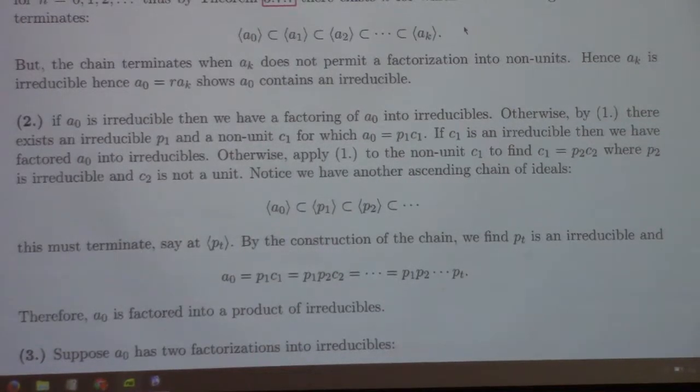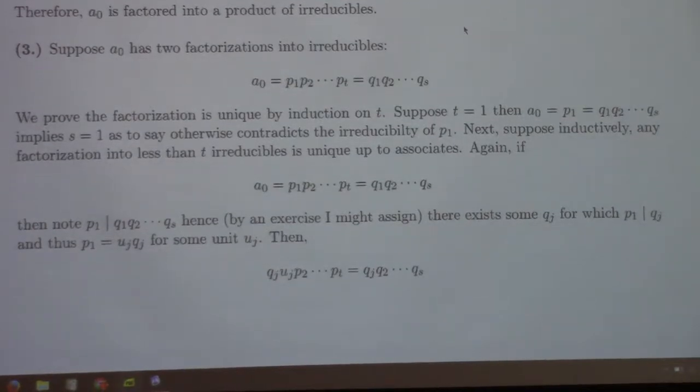Now, the uniqueness. If we have two factorizations, then we want to show that they're unique up to associates. So we're going to do induction on the number of things in the P's. If t equals 1, then we have A naught is equal to P1 is equal to that. If s was equal to 1, that's the only thing possible. If we said s equals 2, then this P1, an irreducible, is factored into two things which are not units. Oops, that contradicts the irreducibility. So we can't do that.